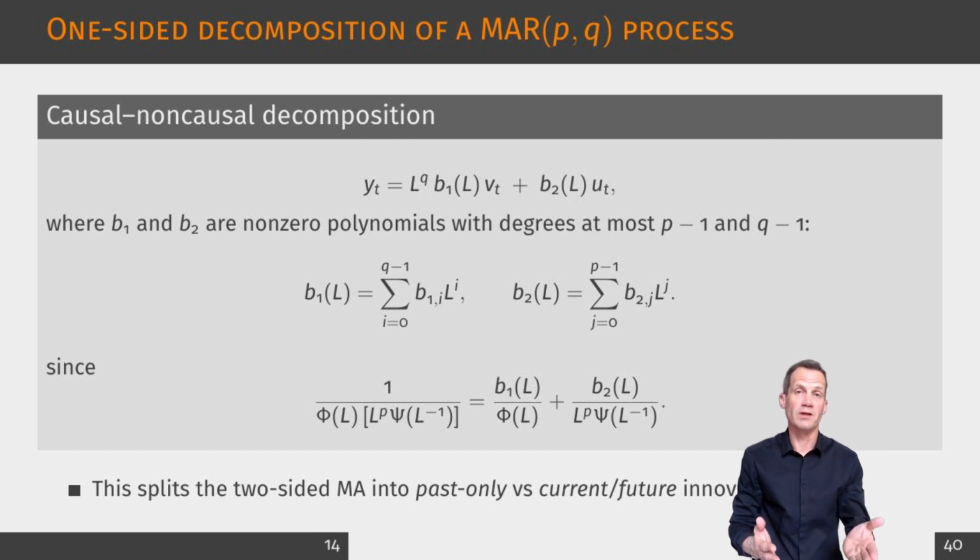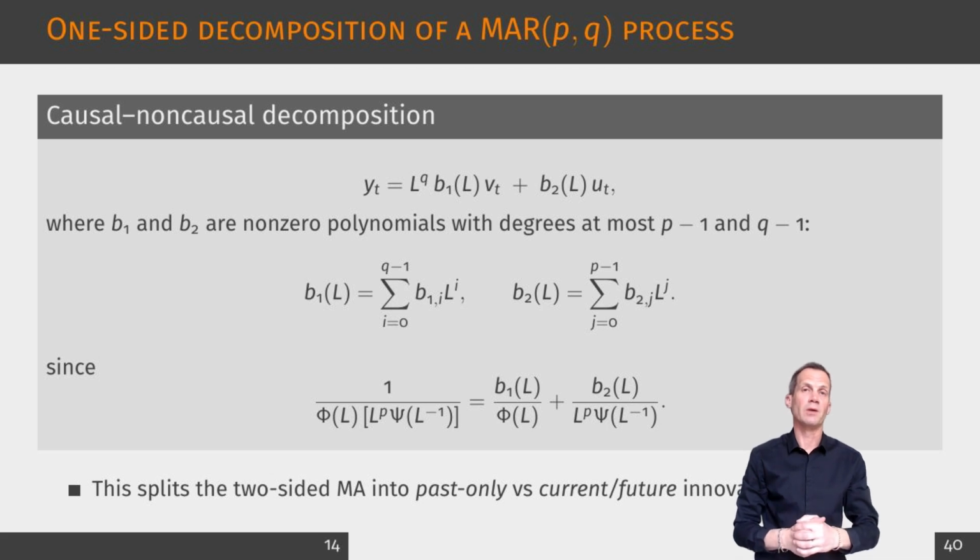Here we derive a one-sided decomposition of the MAR process itself. The idea is to rewrite the two-sided moving average as a sum of two one-sided processes, a past-only part and a current-future part. This is done by a partial fraction type identity that splits the product of the two inverse filters into two terms, each associated with one of the pure components.